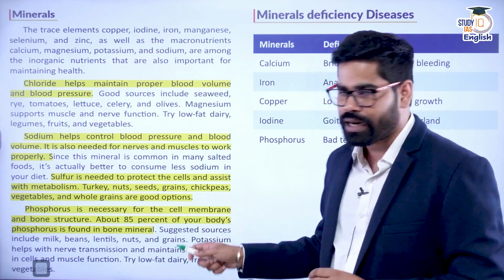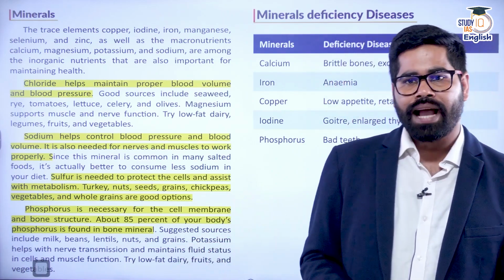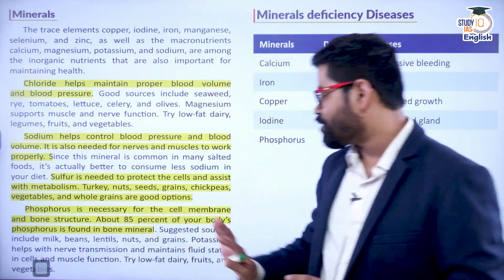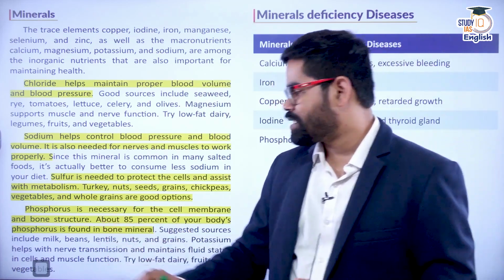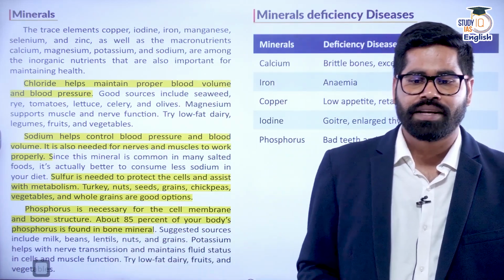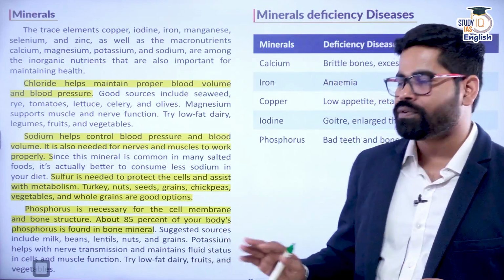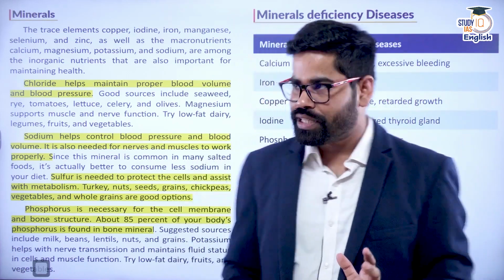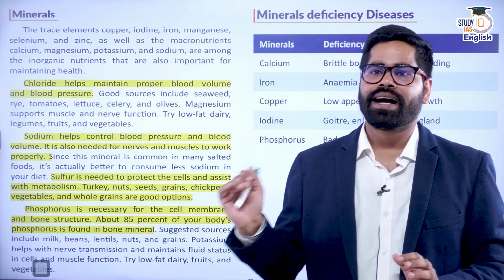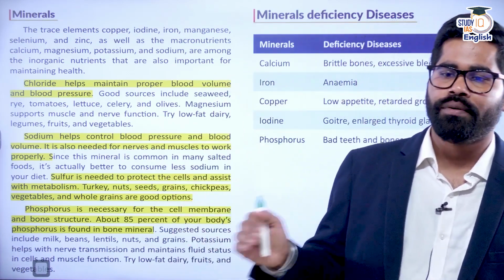Then there is another mineral which is potassium, and it is helping with the nerve transmission and maintains the fluid status in cell as well as the muscle function. They are also coming from the low fat dairy, fruits and vegetables. So these are certain minerals which are again required for the functioning of our body.